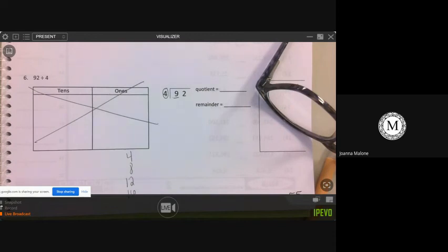2, 4, 6, 8. Okay, now you're going to do your subtraction. What is 9 minus 8? So you're stopping after the first round. You take away 8. 1, 2, 3, 4, 5, 6, 7. Step 1 left.